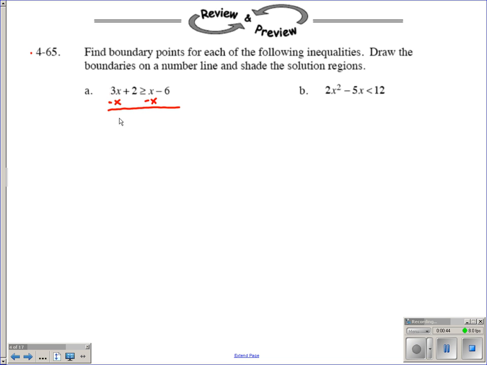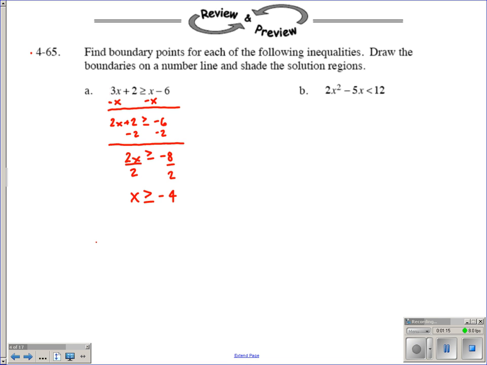I've got 2x plus 2 is greater than or equal to negative 6. Subtract my 2, subtract my 2. And we have 2 times x is greater than or equal to negative 8. Then to get x by itself the rest of the way, we divide each side by 2. And we get that x is greater than or equal to negative 4.